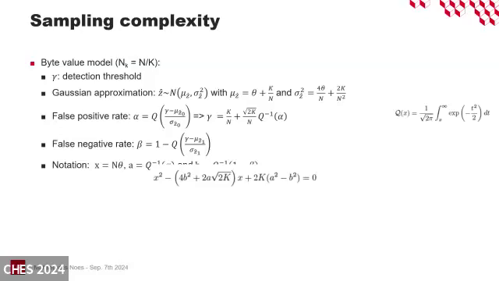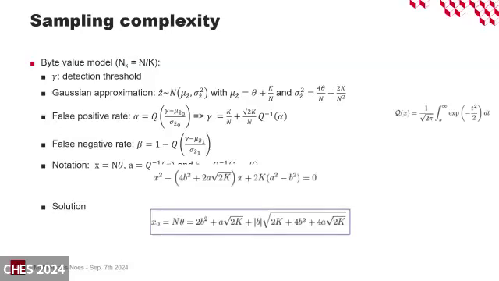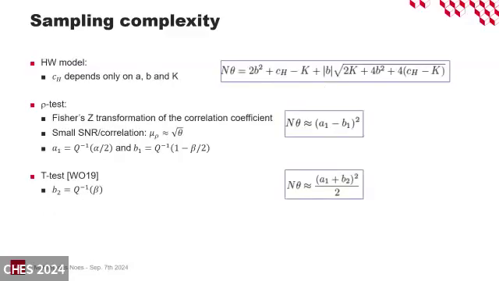The unknown is a variable x, which is n theta. And the result here is the only solution of this polynomial. So we show that the number of traces times the SNR is only a function of the false positive rate, the false negative rate, and the number of classes. We did this for the byte value model. We reuse the same methodology for the Hamming weight model. This is detailed in the paper.